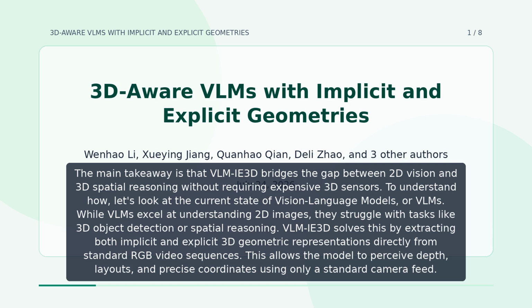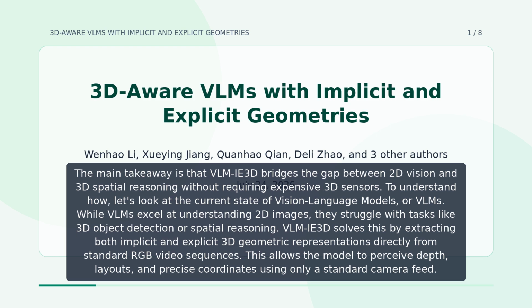The main takeaway is that VLM-3D bridges the gap between 2D vision and 3D spatial reasoning without requiring expensive 3D sensors. To understand how, let's look at the current state of vision language models, or VLMs.